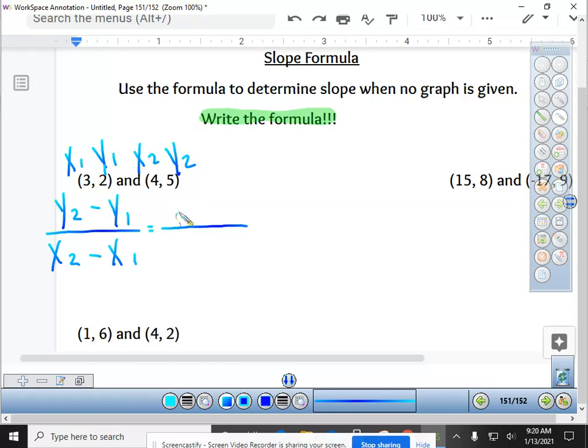What is y2? 5. Minus what is y1? 2. And what is x2? 4. Minus what is x1? 3. Perfect. What's 5 minus 2? 3. And 4 minus 3? 1. And can I simplify that further? Yes. To what? 3. To 3. You with me? That's it. Now you can write that down.